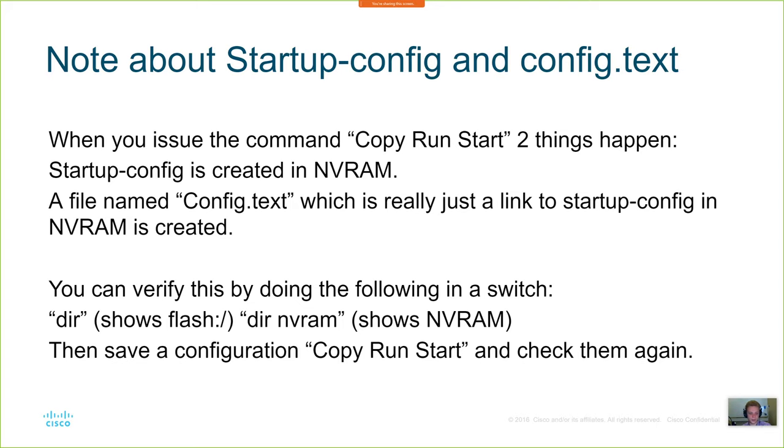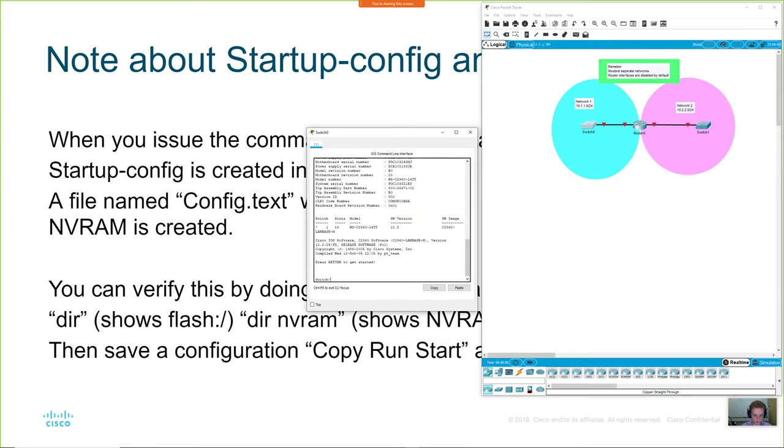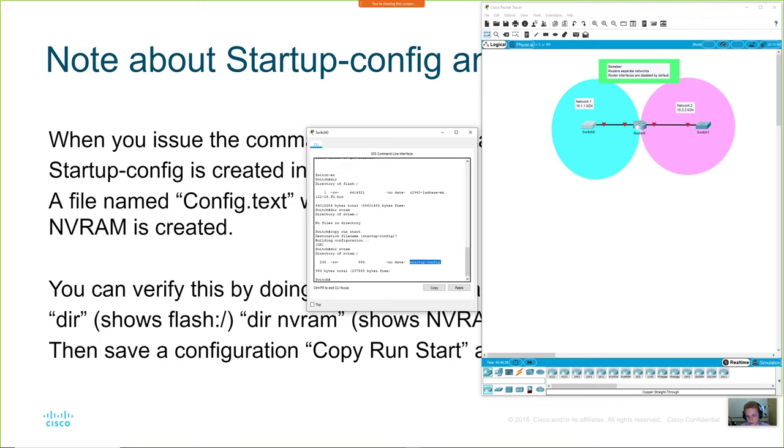Anyway, you can verify this, and I did that earlier in Packet Tracer. So if I actually open Packet Tracer here, if I do dir, we're going to see our flash here. You see there's a .bin file, right? That's our IOS. And if I do dir NVRAM, we're going to see there's nothing in our NVRAM. What happens if we do a copy run start? Startup config's good. Let's do the dir NVRAM. Now we see, hey, we have this file called startup config here in our NVRAM.